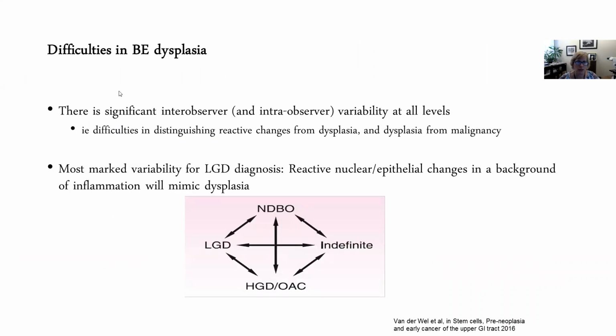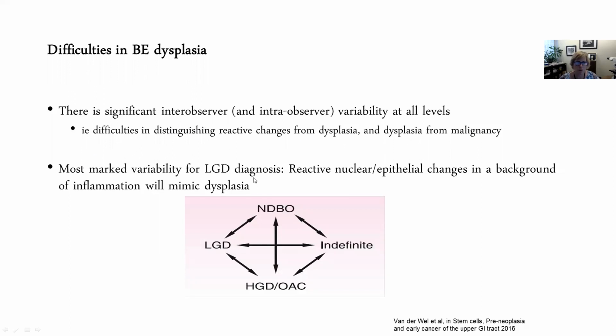However, we know that there is a persistent problem with interobserver variability at all levels of these diagnoses. This means that if two different people look at the same case, they may not agree. And in all honesty, there's considerable intra-observer variability in these cases as well. So if you show me the same case at a different time point, maybe several days down the road, where I might well have started off calling it low grade, I might change it to indefinite or consider it just to be reactive. So we are not good at distinguishing reactive changes from dysplasia and dysplasia from malignancy.